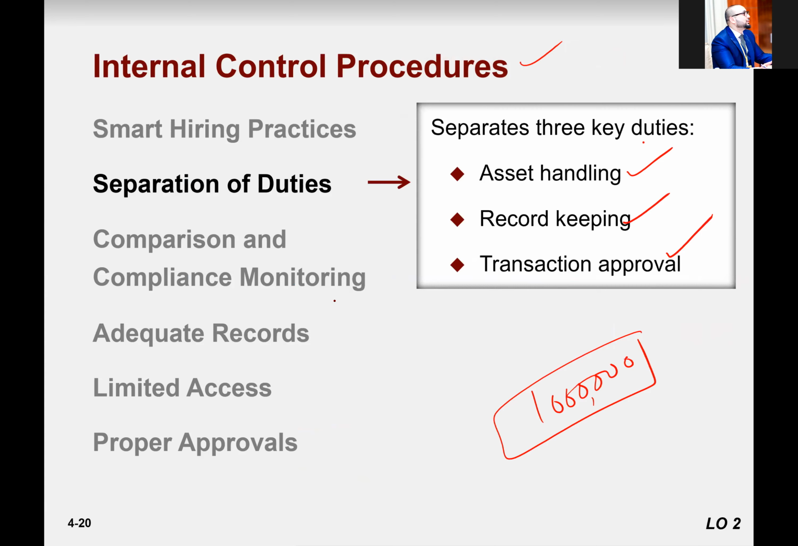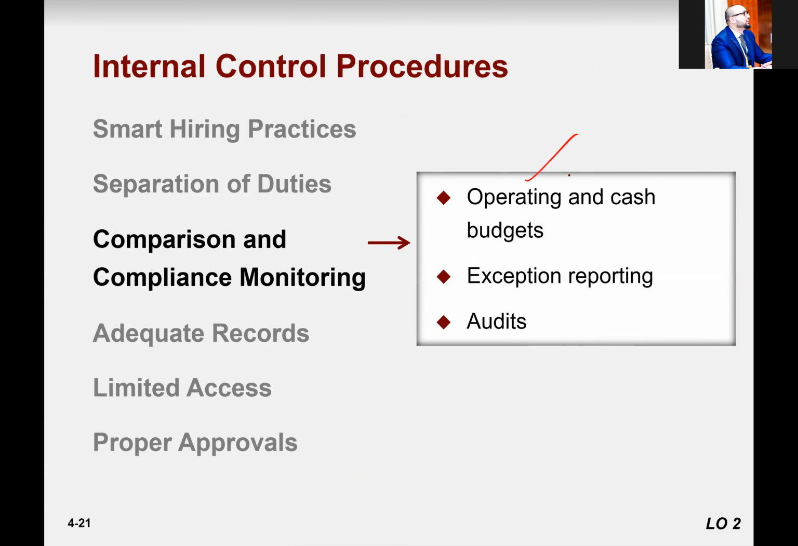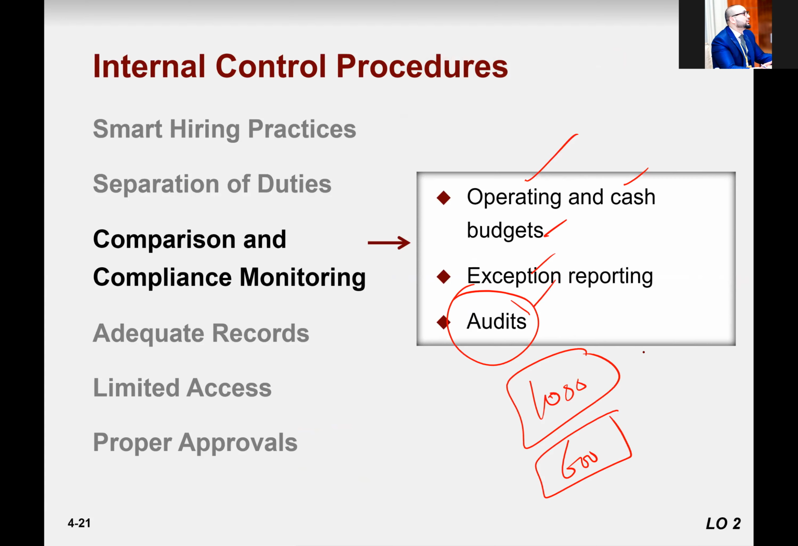Comparison and compliance monitoring, what does it mean? It means you make budgets and try to stay within that budget. If your budget is exceeded, then you need to justify it. For example, you made a budget of $1,000 and you budgeted that your work should be done, but you spend only 600. That is also poor management, because you wasted or you keep blocking an extra $400.